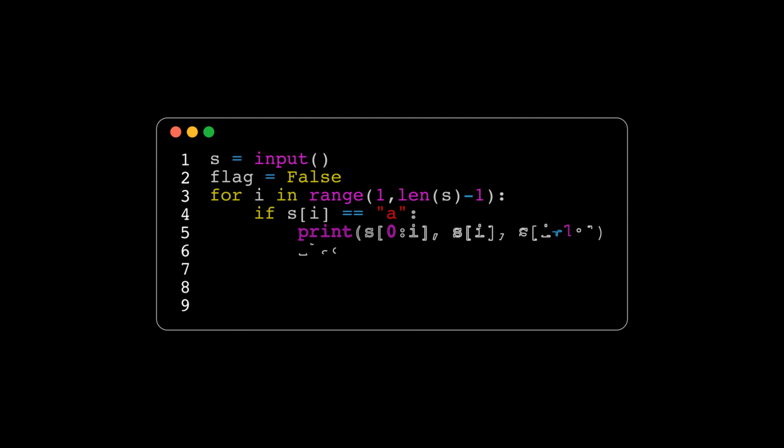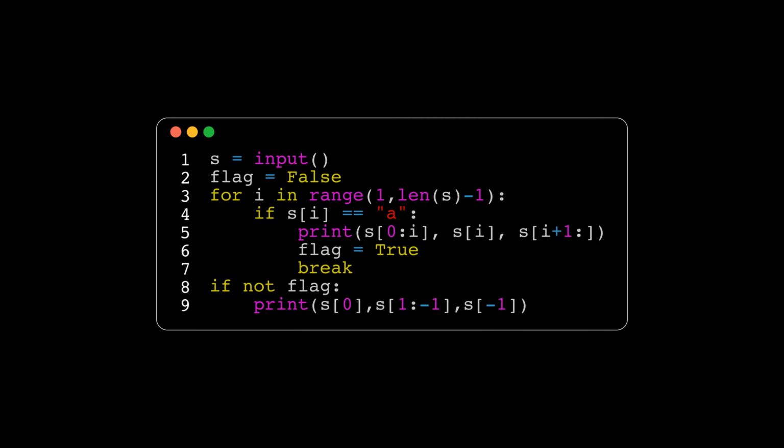Coding up the solution is pretty easy as well. I'll be using the language Python to demonstrate how to implement this solution. First, we take an input as a string s, then we create a variable flag, which we set as false. This will be used later. Now we create a for loop from 1 to length of s minus 1, which will loop through the positions 2 to n minus 1 in the string.